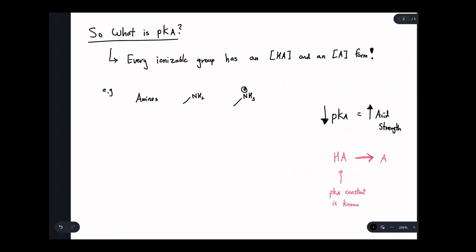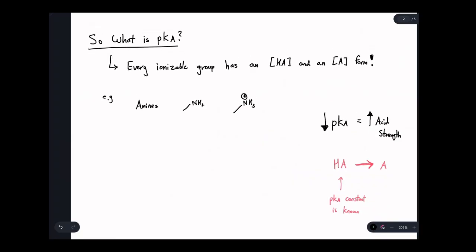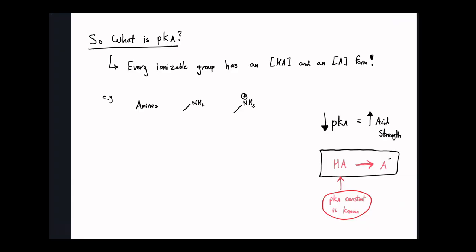So what is pKa? The idea is that every ionizable group or acid has some sort of HA and A form. If we're thinking about the general acid equation, there is some acid form, and it reacts and we make A minus. If we have the acid form, the pKa is going to be a constant for that acid. So for every acid, for example NH3 or NH2, the pKa of the group gives us an idea for how strong that acid is.